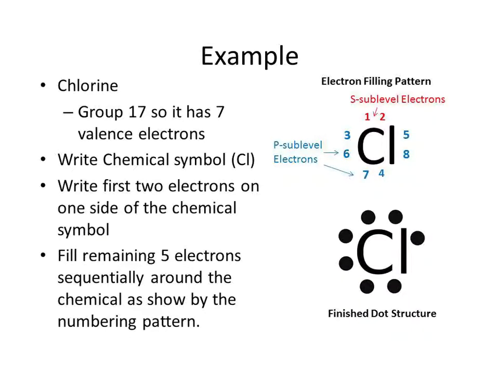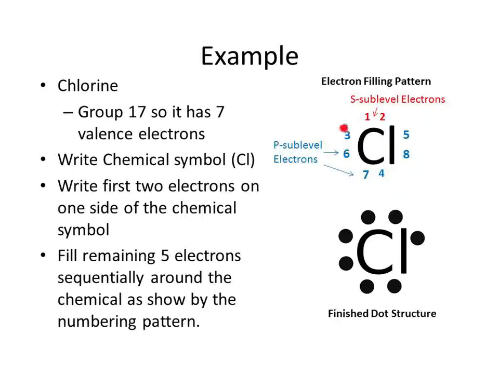Okay, so let's look at a quick example here. Let's pick the element chlorine. Chlorine is group 17, so we subtract 10 to give us 7 valence electrons. Write the chemical symbol for chlorine. Write the first 2 electrons on one side of the chemical symbol. Right, so here's my first 2 electrons right here. We just wrote them here, electron 1 and electron 2.